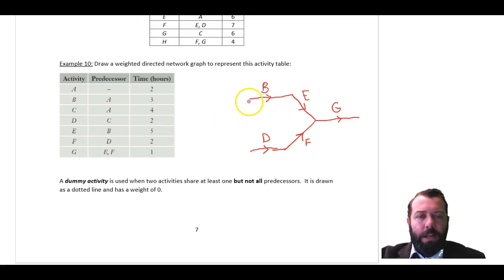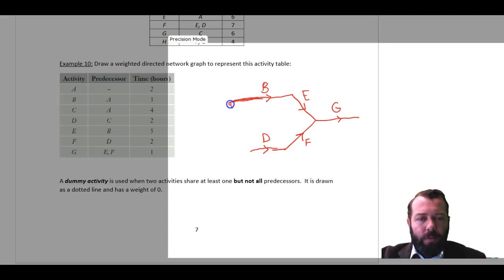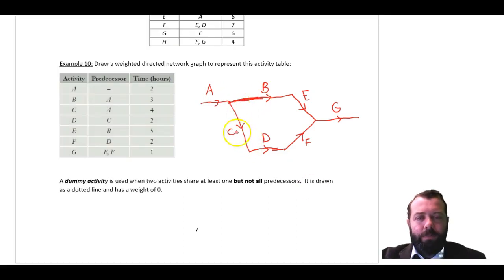Okay. Now A joins to B and to C. So I need to have, I'm going to extend my B back here a little bit further. Now that's going to be C there. Okay, because both B and C have a common predecessor of A. So we go A, and then I could go B or C.